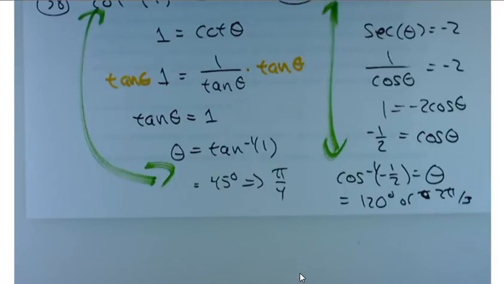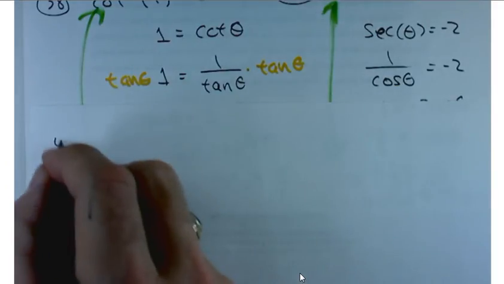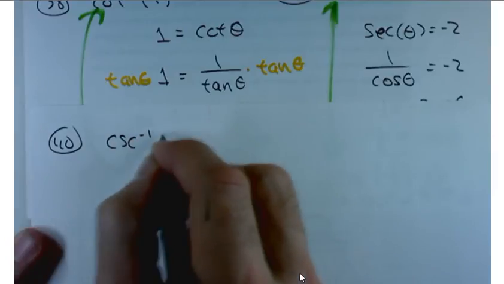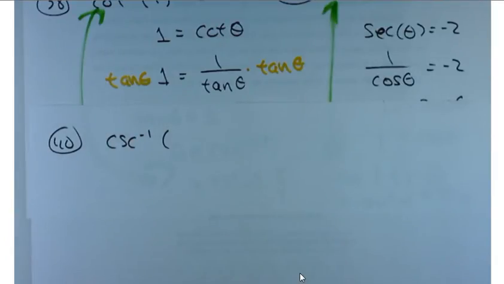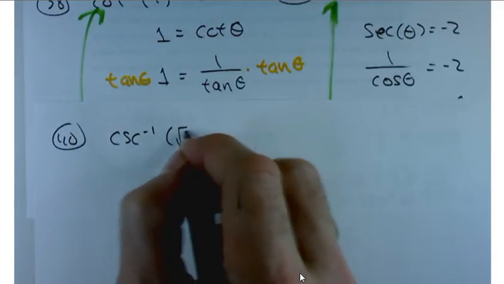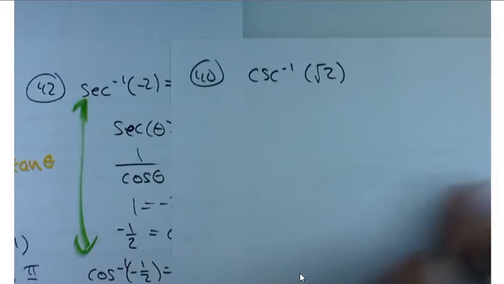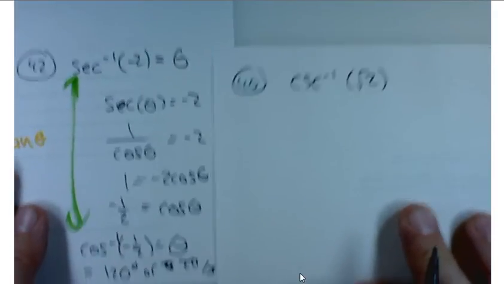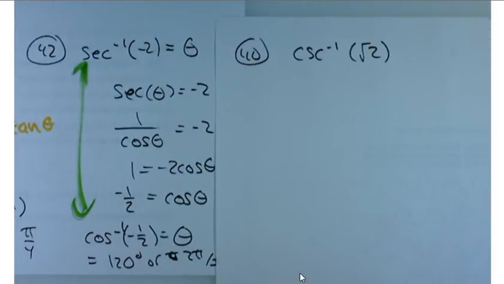Do you want one last one like 42? Sure. All right. Let's take a look at 40. That one will work out pretty nice. So problem number 40. The cosecant inverse of the square root of 2. Now, if you want to use a shortcut a la problem number 42, that's fine. There is a nice shortcut like that. It should work out as a nice angle in terms of pi over something.